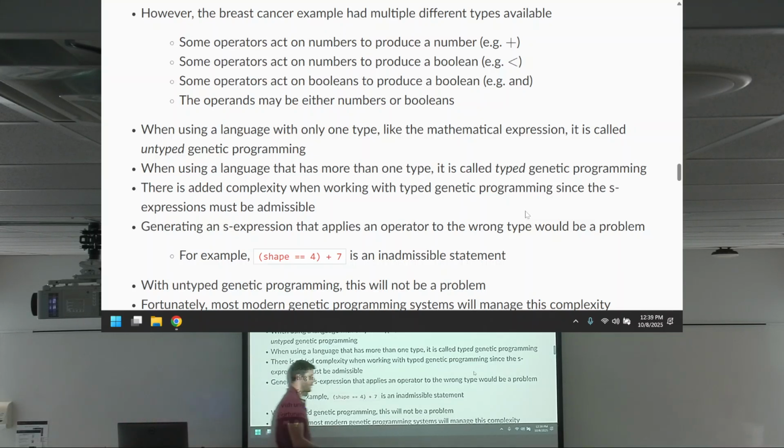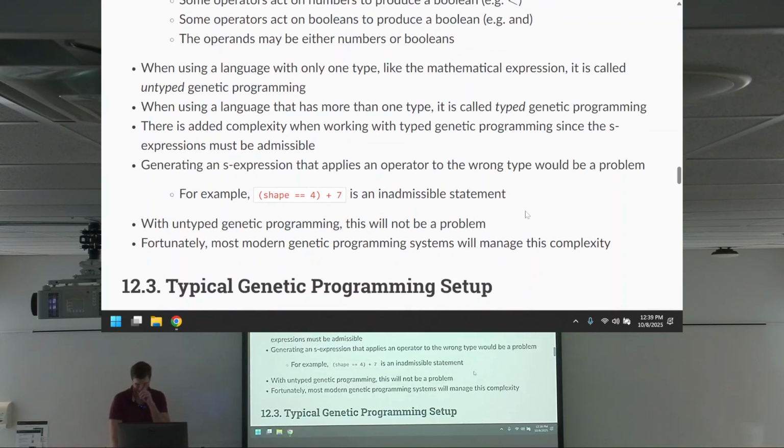Because of this, whenever you're dealing with typed GP, you have that added complexity of making sure that the S-expressions you are generating are admissible, that they are coherent and parsable, right? That they have meaning. You're not trying to add true to 17, right? That doesn't really make sense. So if shape equals 4 plus 7, sure, that might work computationally, because shape equals 4 is maybe true or false and that can act as a number, but yeah.